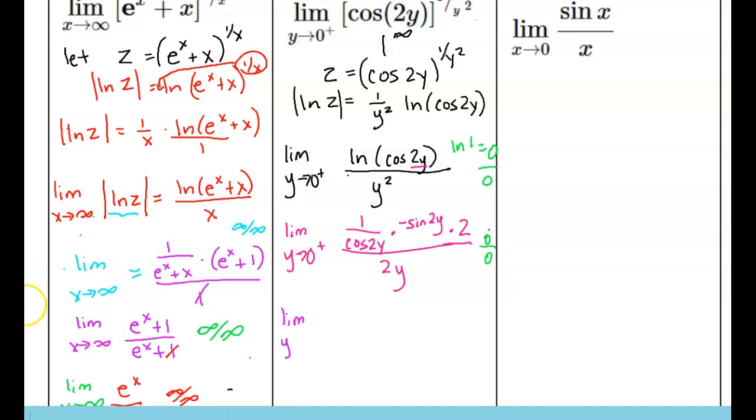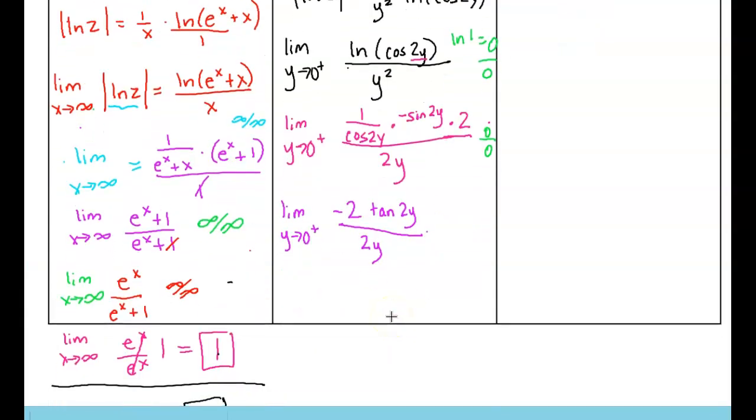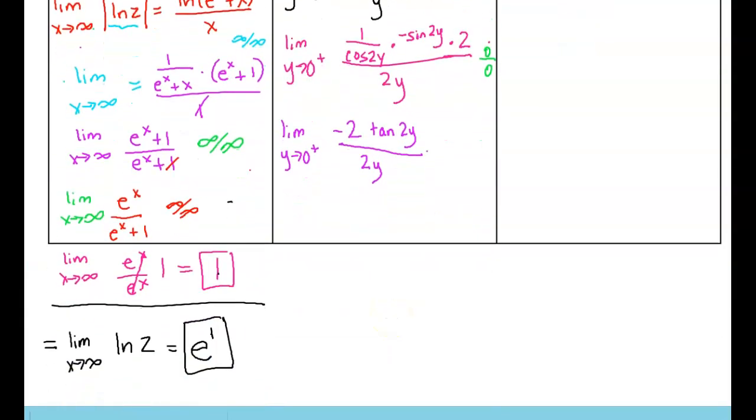Limit y approaches 0 from above. This one I would actually rewrite, so I don't have to do a quotient rule, we would have -2. Sine over cosine is tangent. The 2y, I can combine them because the insides are the same. All over, this is going to stay 2y. I haven't done L'Hopital's rule yet. So now I'm going to do L'Hopital's rule. I just wanted to change that because I don't want to do a quotient rule derivative if I don't have to. So we get the limit as y approaches 0.